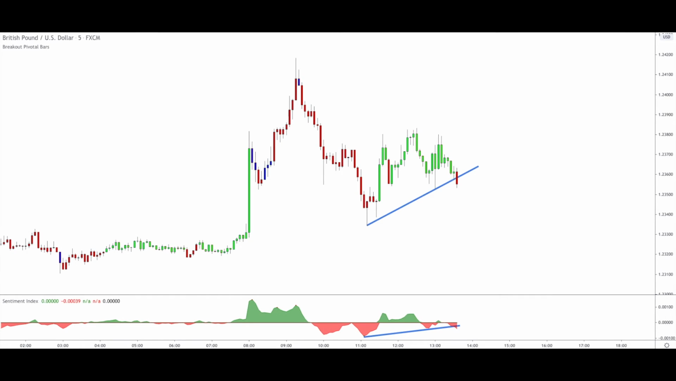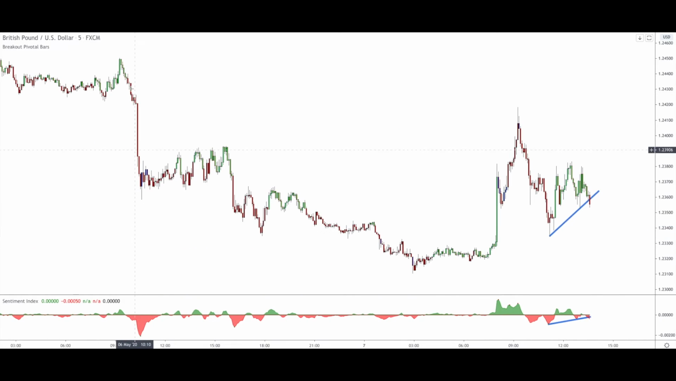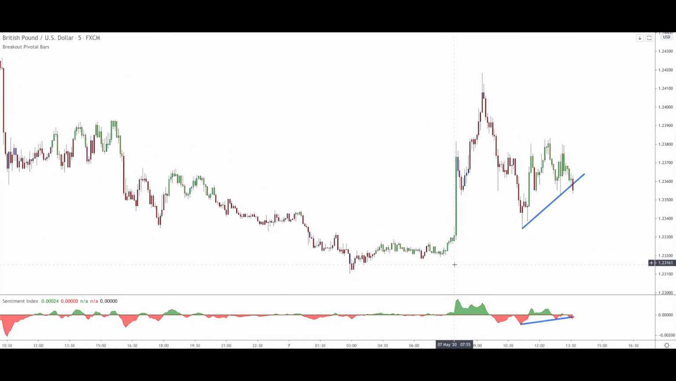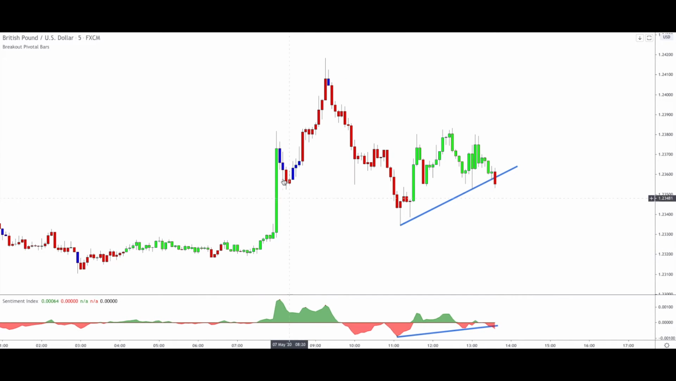So today we are looking at the British pound and US dollar on the 5 minutes time frame. And it's really interesting what's going on right here. What happened recently is that we have kind of a sideways movement. Well, the general view is that we are in a downtrend, but recently we had a sideways movement and then an impulse to the upside. But as you can see, we are using two indicators, the Breakout Pivotal Bars and the Sentiment Index.